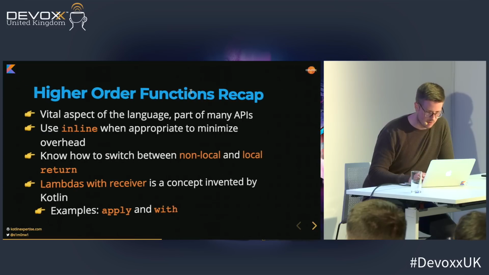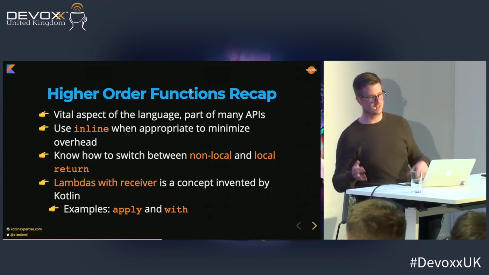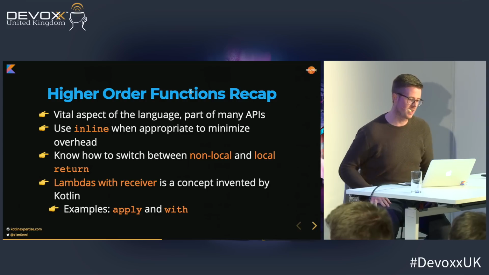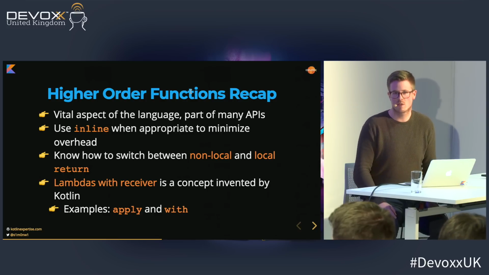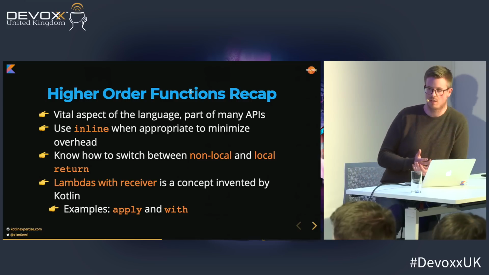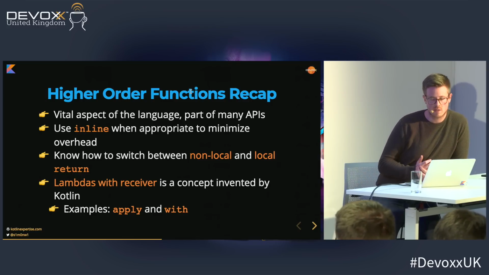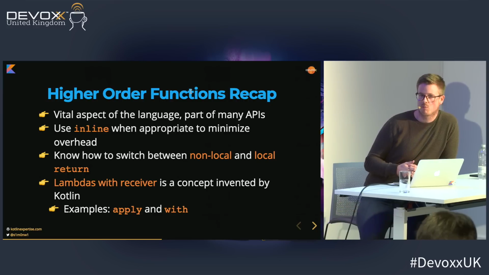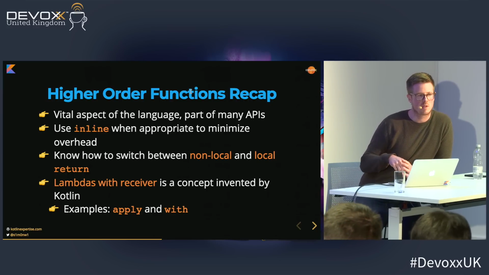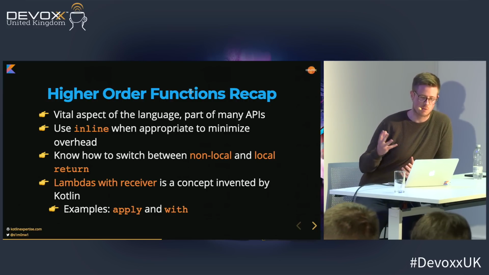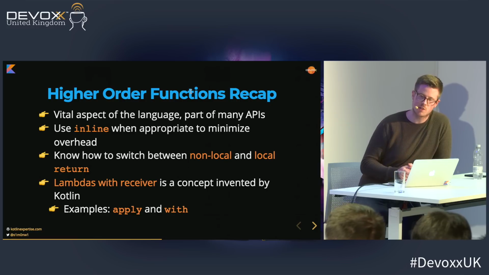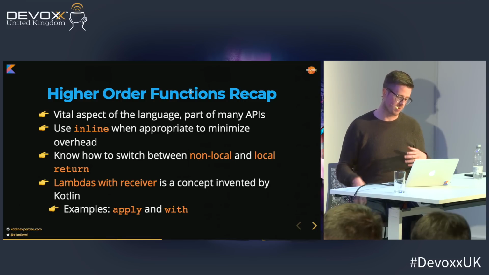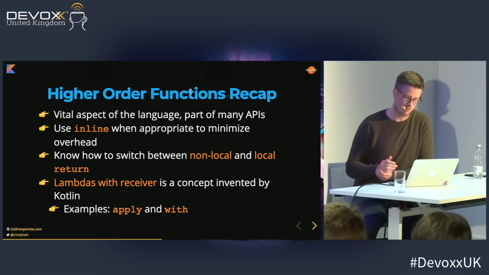So, this was actually the right slide already. Higher order functions are a vital aspect of the language, obviously, and you see them all around Kotlin. You can always consider using inline to basically reduce the runtime overhead. It's important to be aware of this. Then one important thing is to remember the difference between non-local and local returns. And finally, we saw that lambdas with receiver can help us to write very comprehensive and readable code.